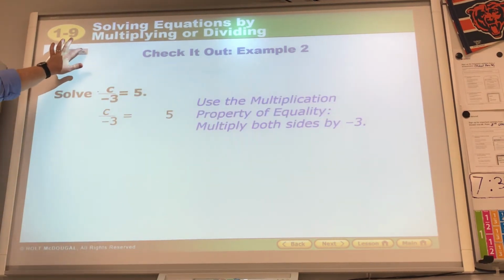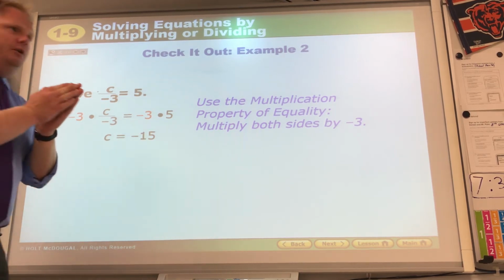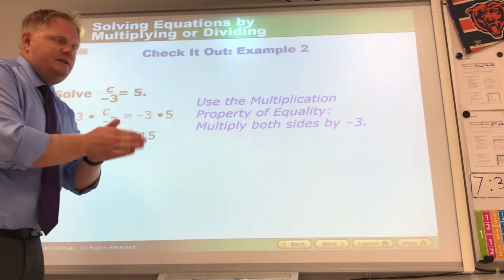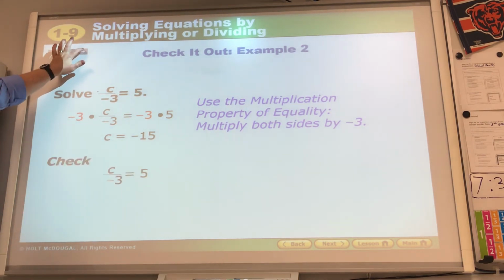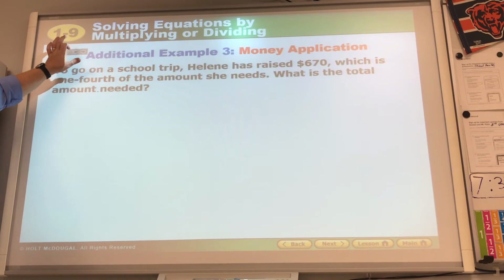Let's make sure what I did is the same as what they did. Times -3 times -3. Remember, don't forget the negative. We need it to be a +1. So negative times a negative makes a positive, and we're good. All right, we put it in, and it does check out.